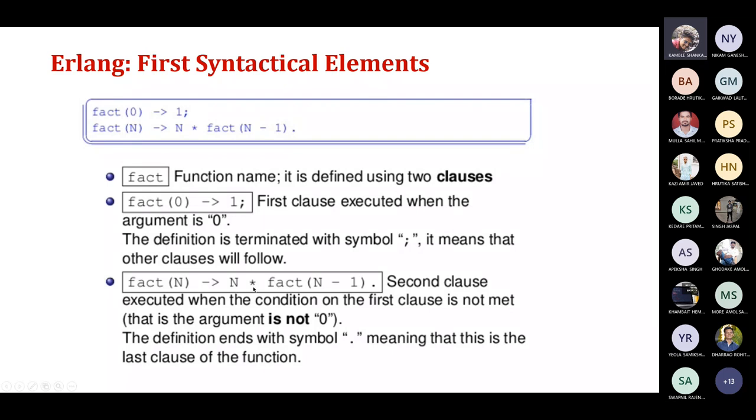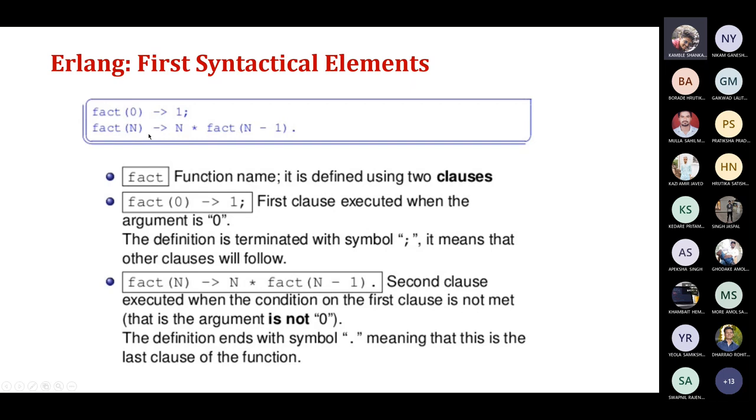Now fact of n is n into fact of n minus 1. This is the second clause. We will not call it a statement or a programming line. We call it a clause in Erlang. So the second clause is going to be executed when the condition on the first clause is not met, that is, when the argument is non-zero. Now the definition ends with a dot, meaning that this is the last clause of the function.